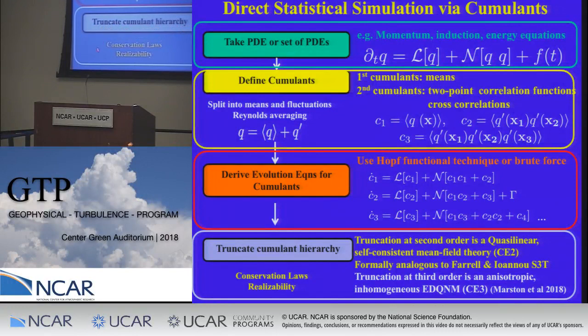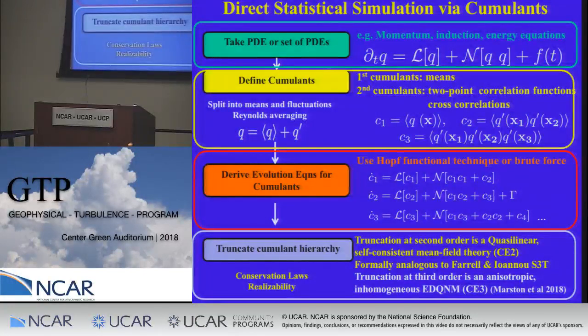You'd like to do this maintaining conservation laws and realizability. So if you truncate at second order by setting the projection of the third cumulant onto the evolution equation for the second cumulant to zero, then you only need to solve these two equations, and this is a quasi-linear self-consistent mean field theory. Sometimes this is called CE2. This is a cumulant expansion truncated at second order. And you can derive the same equations in a completely different way, which is what Farrell and Ioannou did for their stochastic structural stability theory. So a cumulant expansion truncated at second order is formally analogous to this theory.